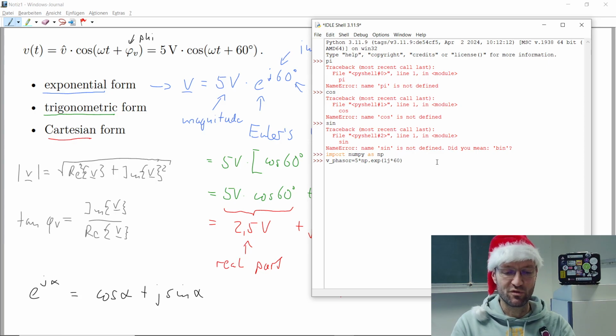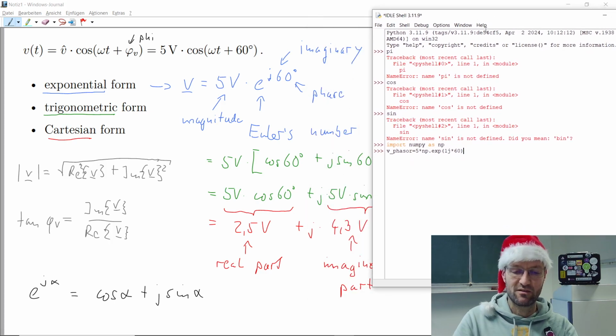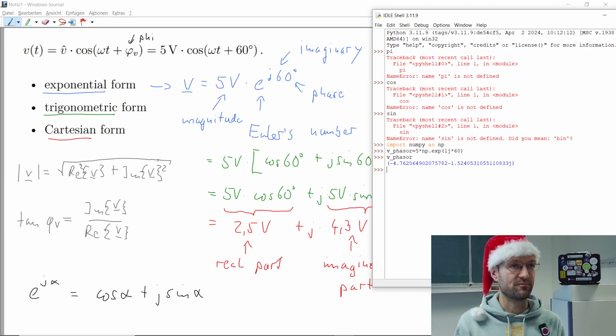Let's check if it works. We have already calculated it by hand, right? We would expect that we get this result here, 2.5 plus j times 4.3. Python is always omitting the result, but there we see the result. And as you can see, we get something like minus 4.7 minus 1.5 times j.